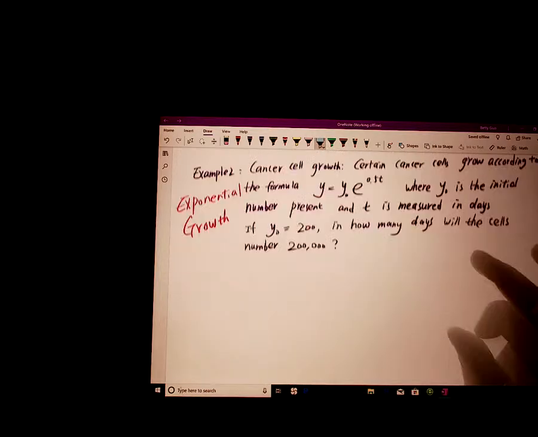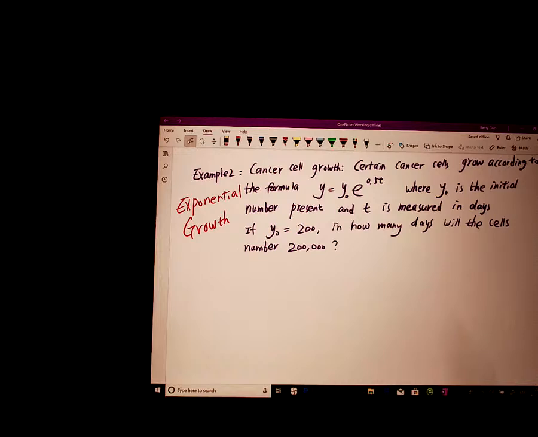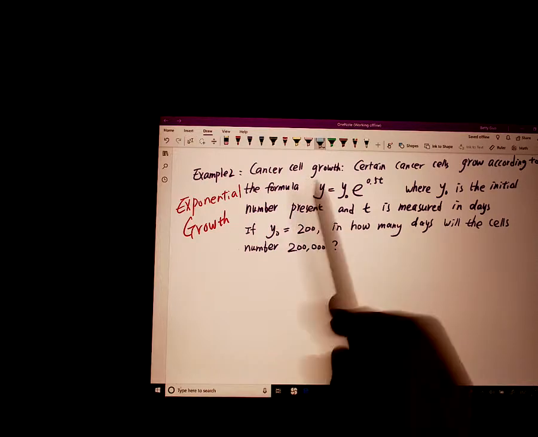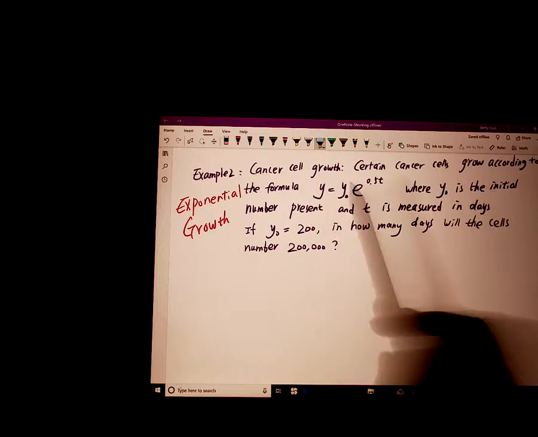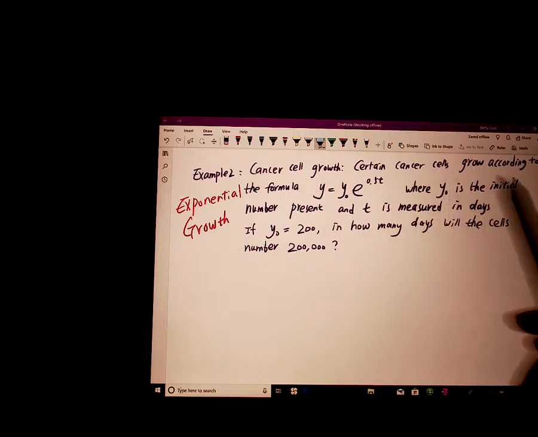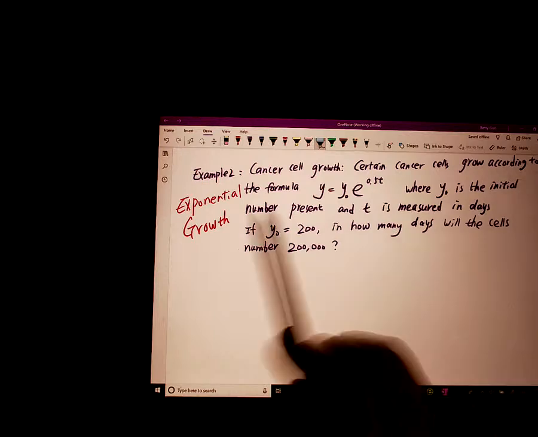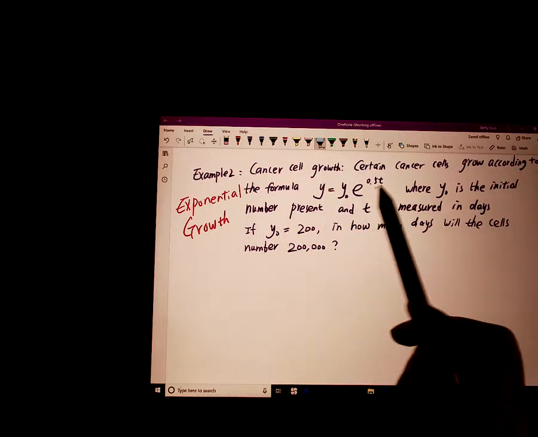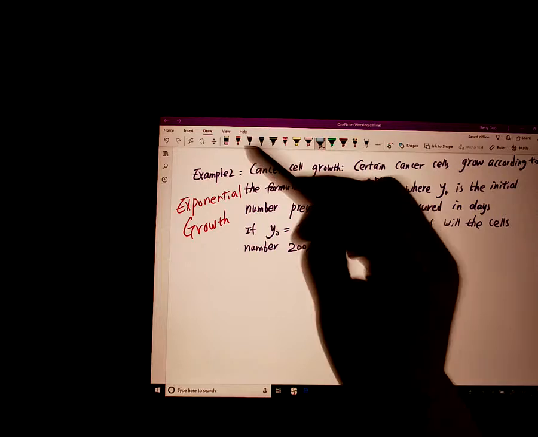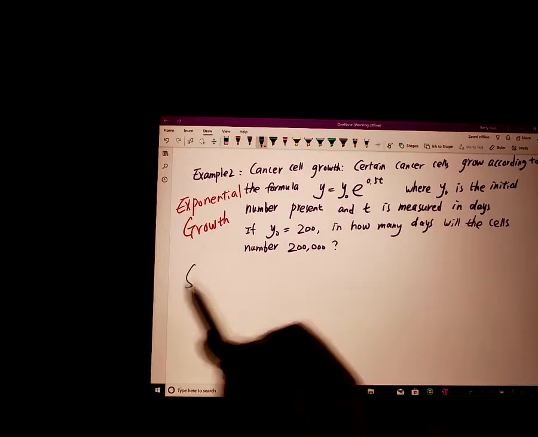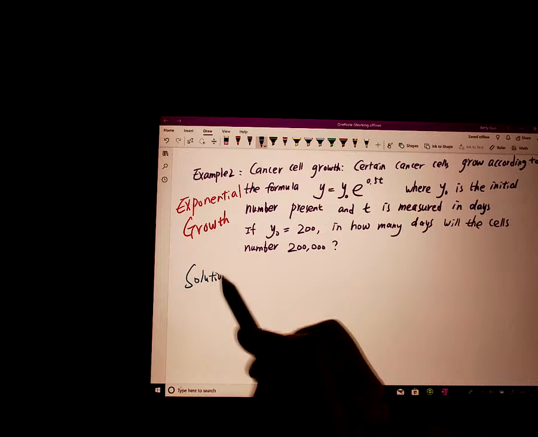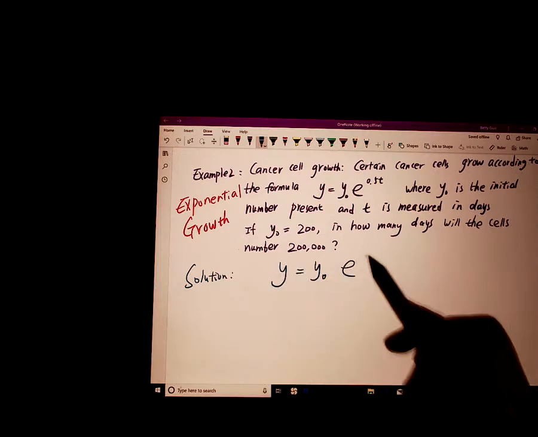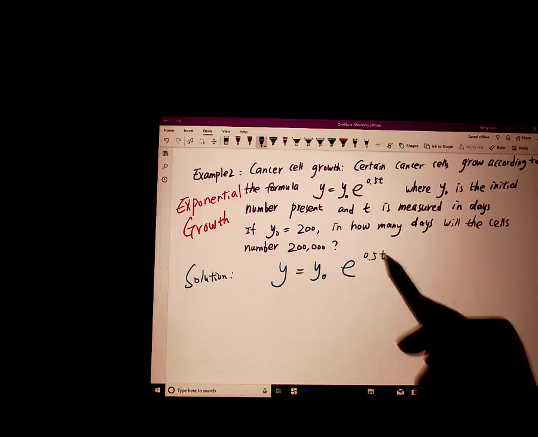Here we have another exponential growth problem. Let's look at the problem. Cancer cell growth. Certain cancer cells grow according to the formula y equals y sub 0 e to the power of 0.5t. Okay, so let me copy down the formula or the function: y equals y sub 0 times e to the power of 0.5t.